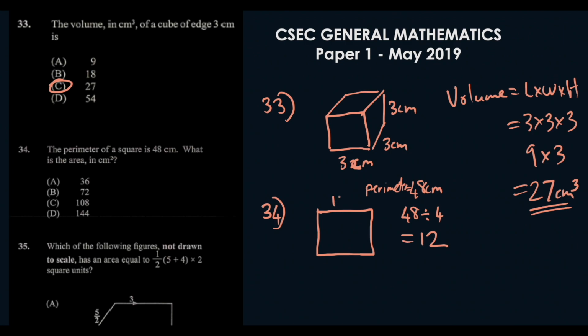So that means here's 12 centimeters, here's 12 centimeters, and so forth. So if we need to find the area of this, we just say the area of a square is what? Length times width. So in that case, it's going to be 12 times 12, which is 144. So our answer is 144.